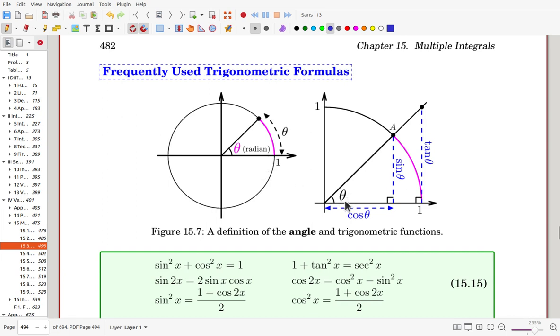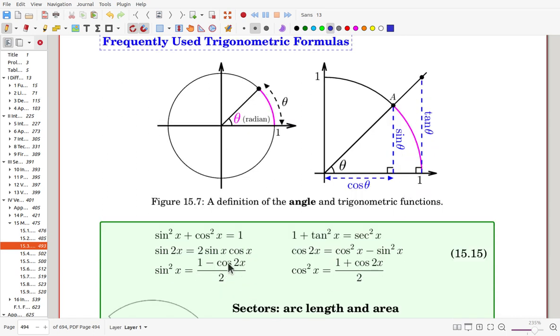Once we have theta, then in this triangle, this bottom is cosine theta, and the height is sine theta. And tangent theta is the slope. Pictorially, you can show tangent theta in this way. From this point, the vertical line hits this line, and from this to there is the tangent theta. Okay.